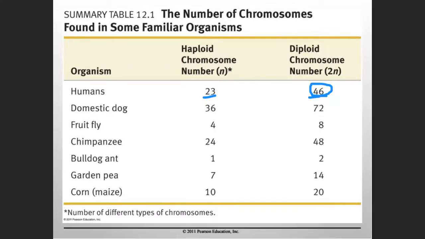Because dogs have 36 pairs and 72 chromosomes. So if having more made them better, we'd all be run by dogs. Some of us are. Fruit fly only has 4 and 8 total. Chimpanzees, 24, 48. The bullet ant has 1 chromosome pair and 2 total. Garden peas and then corn or maize has 10 and 20. So the number of chromosomes has nothing to do with how evolved the organism is, however you want to put it. Okay.